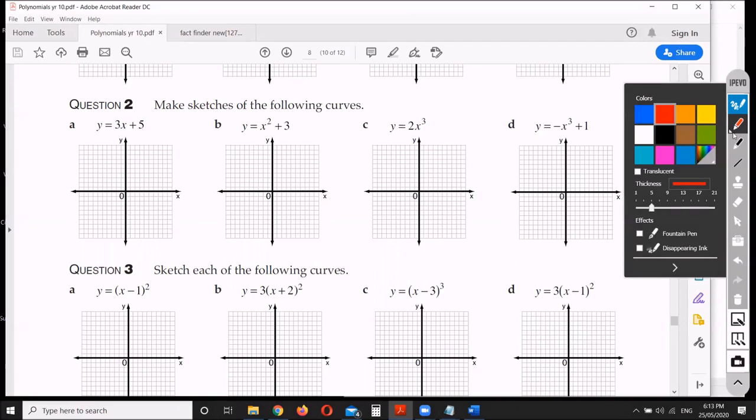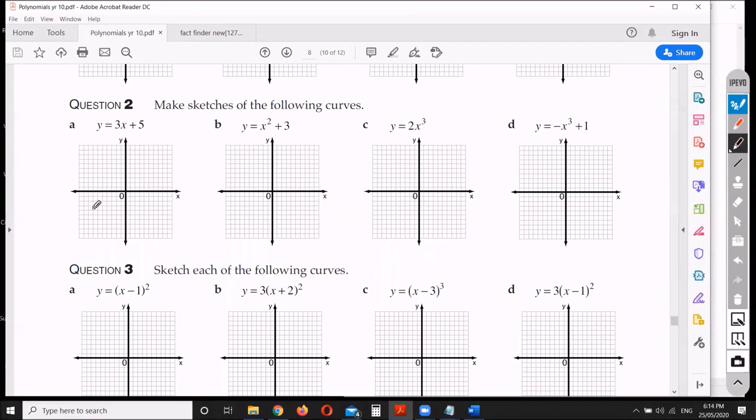Now, all straight lines kind of look like that, or some variation of that. Either has a negative gradient or a positive gradient. Got it? Parabolas will have one turning point, or one vertex. All cubics will have two turning points. 1, 2. And it will have one point of inflection.